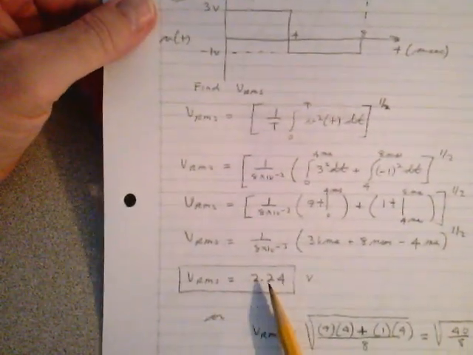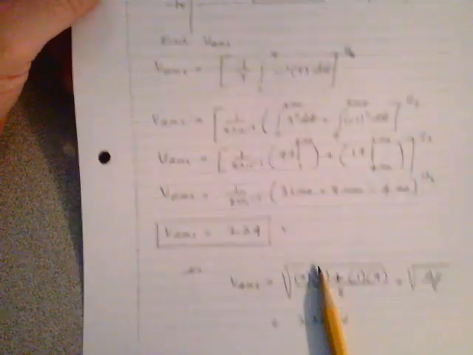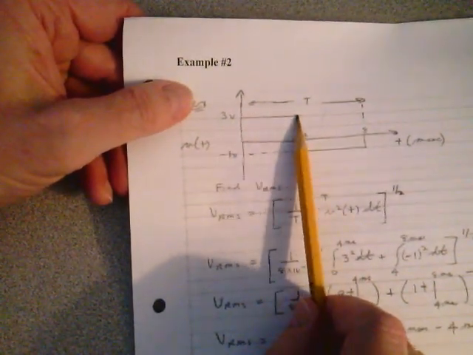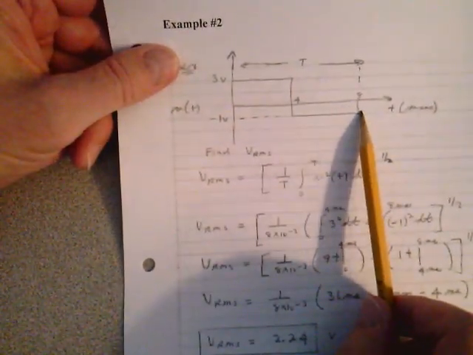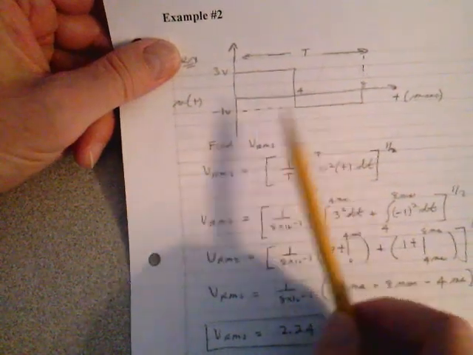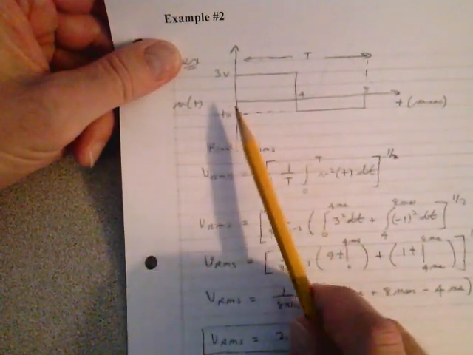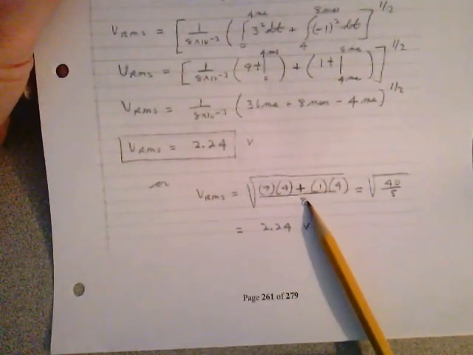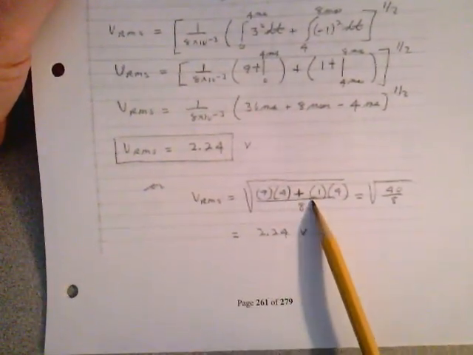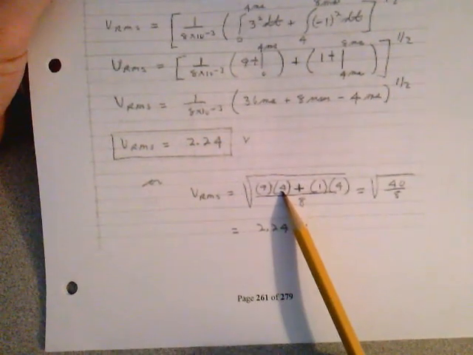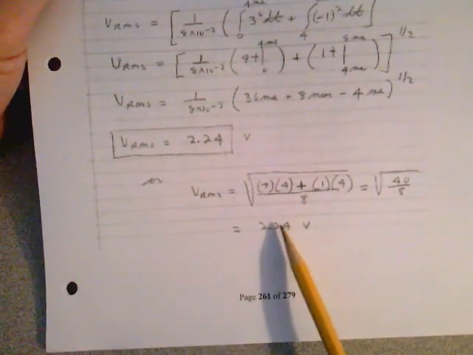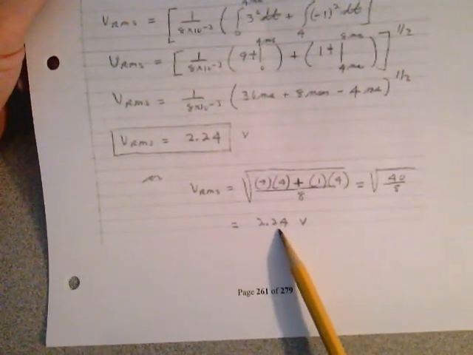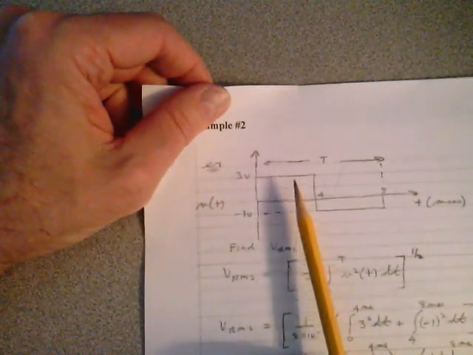You get 2.24 volts. But some students say, well, wait a second. That's linear when you square it, and this is linear when you square it. So just go ahead and square these waveforms. Take the average of them between 0 and 4 and 4 and 8, and take the square root of it, and I did that down here. I didn't use integral calculus. I worked it this way, finding the areas. I get the same answer, because when you square this waveform, it stays linear.